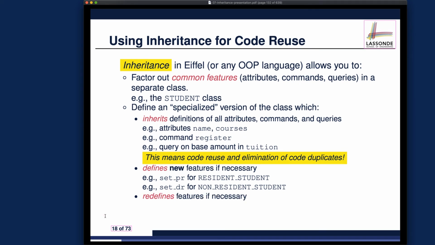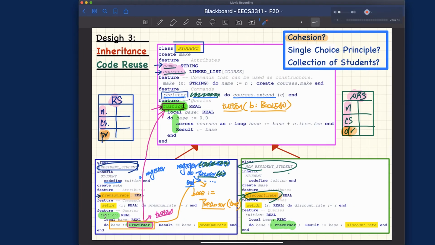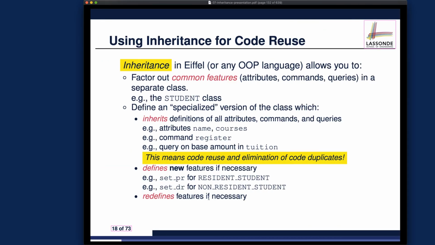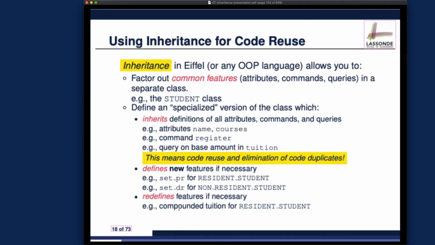And then redefine the feature if necessary. And the syntax will be, you have to say redefine over here. Okay, you can put as many features as you like. For example, I can say I want to redefine tuition and also register. And similarly, you can say redefine over here, right? Redefine is actually going to affect which version of the feature you're really calling at the runtime. That's to do with dynamic binding. We'll speak about it next week.